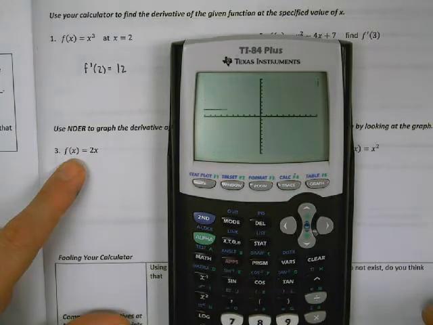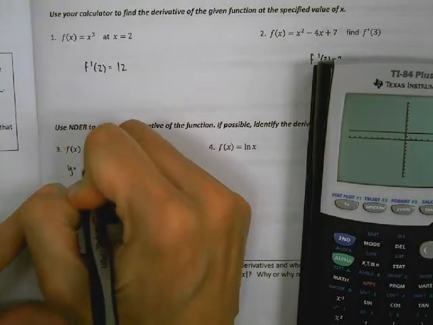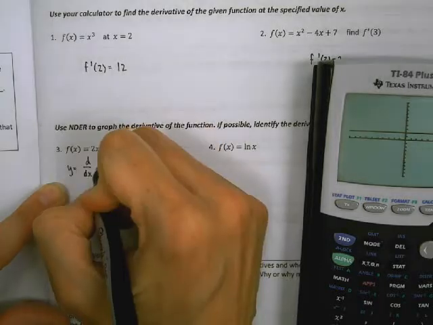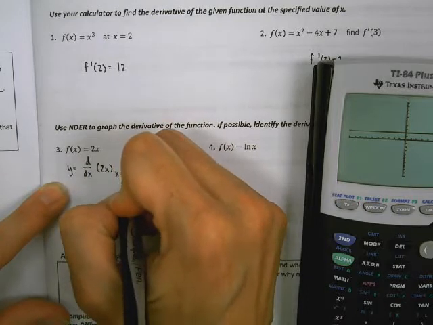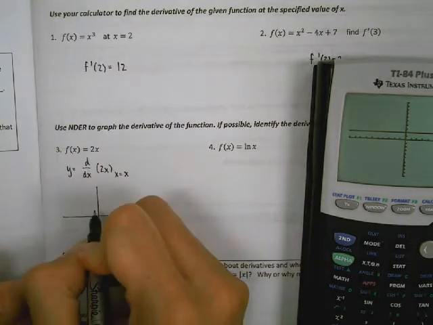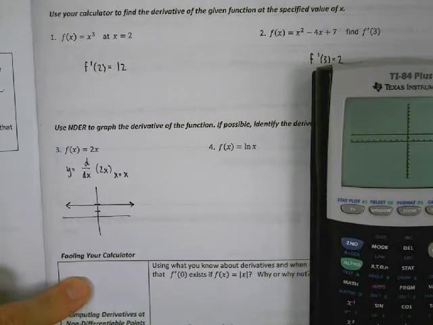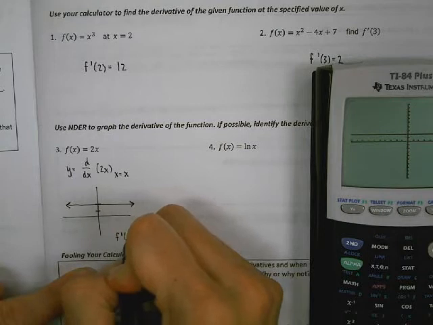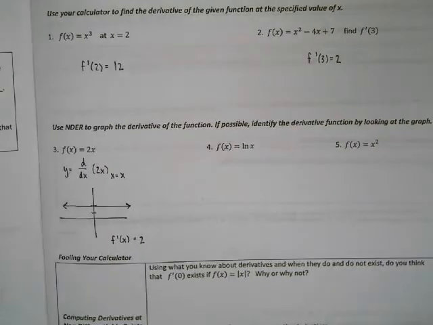Zoom 6. And I can see I get that constant function. So again, just to go over that notation, you're going to do y equals derivative with respect to x of 2x when x equals x. And we get something like this. So looking at that graph, it's pretty easy to say my guess would be that my derivative for x, f prime of x, is equal to 2 because it's a constant derivative.